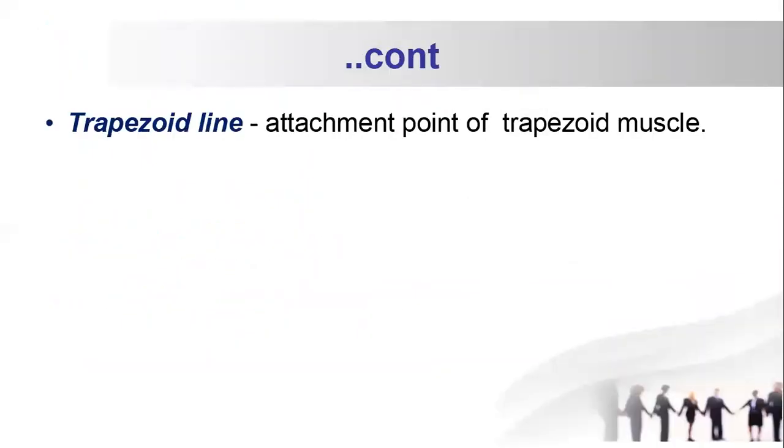We have the trapezoid line. This is the attachment point of the trapezoid ligament. So we have this structure called the trapezoid, and it attaches to this area known as the trapezoid line.